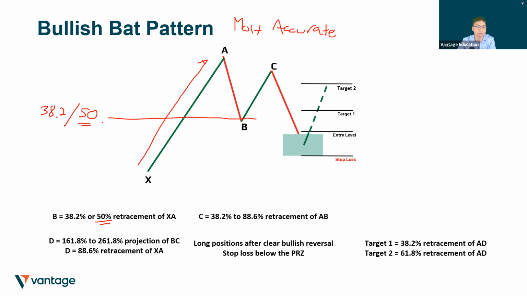So I'll just highlight it. Point C falls anywhere between 38.2% to 88.6%. So I'll just write it down, side by side: 38.2% to 88.6% is the retracement of the corrective leg AB.